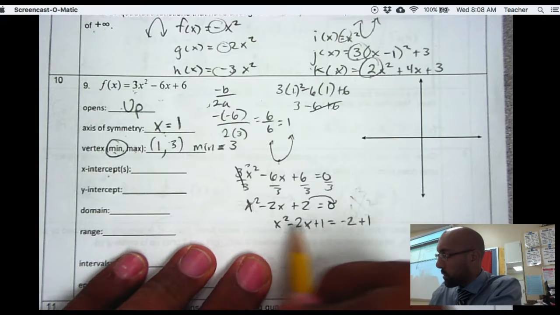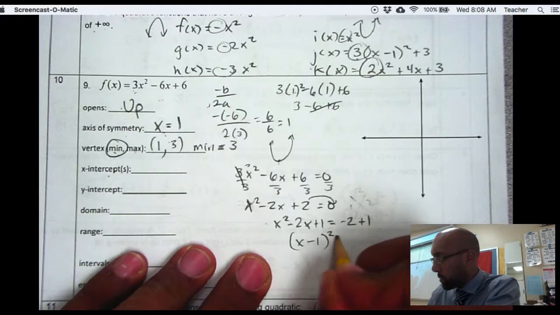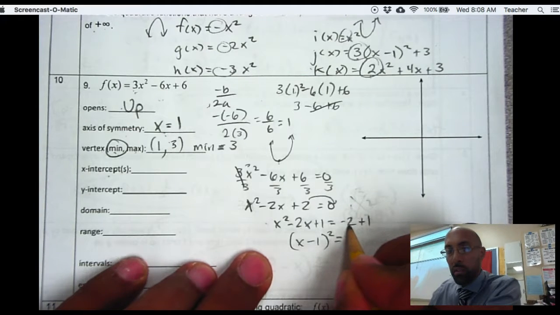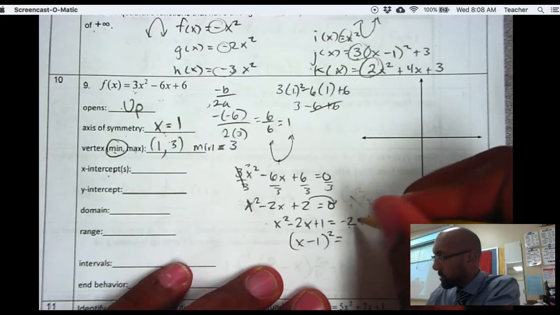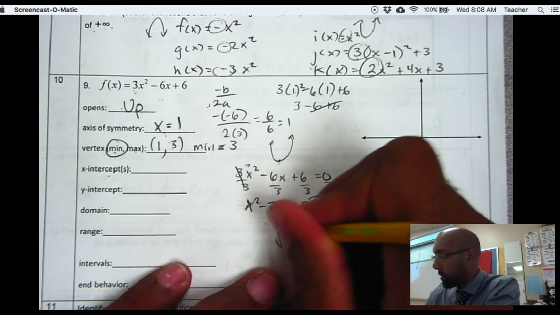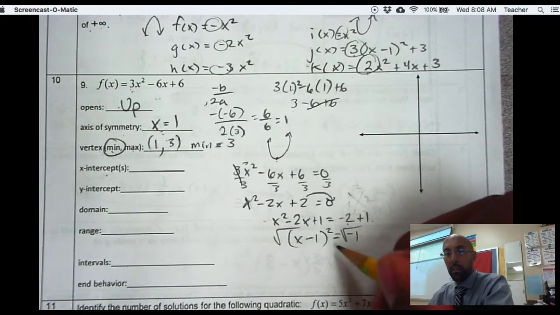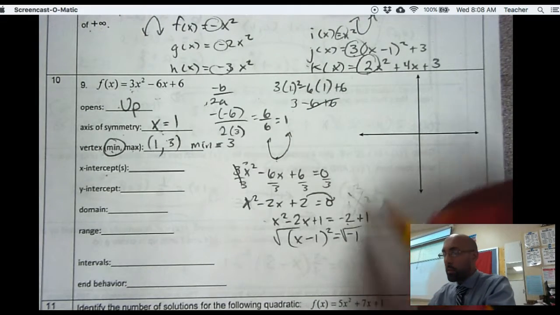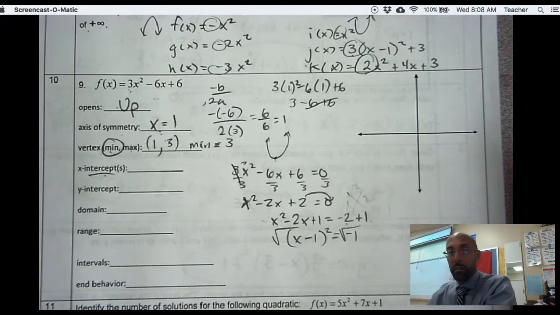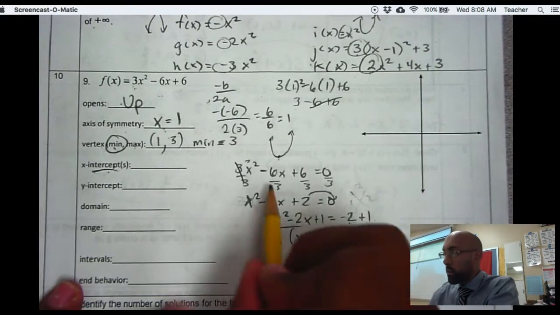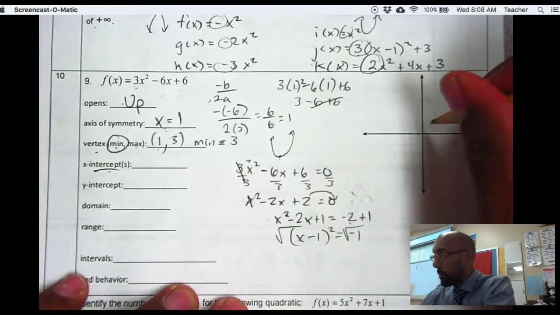Then factor this. It becomes x minus 1 squared, and negative 2 plus 1 is going to be negative 1. Now what you should be noticing right away is I've already gotten an imaginary number because I've got a negative. So the question is, is there an x-intercept? No, there isn't. And we could actually notice that from the beginning. If we look at the vertex, it's at positive 1 and 3.